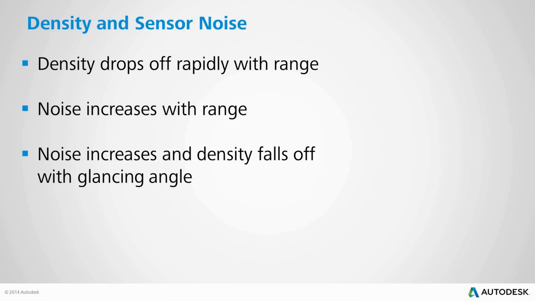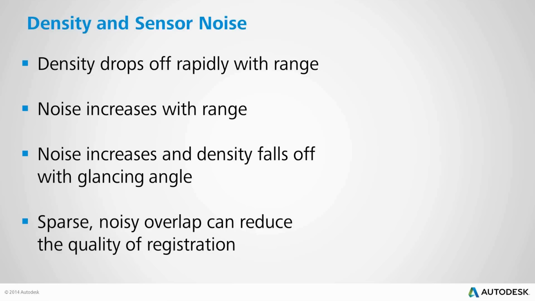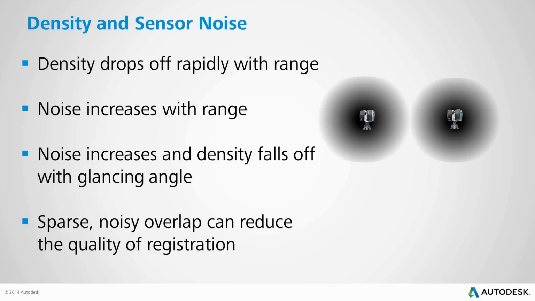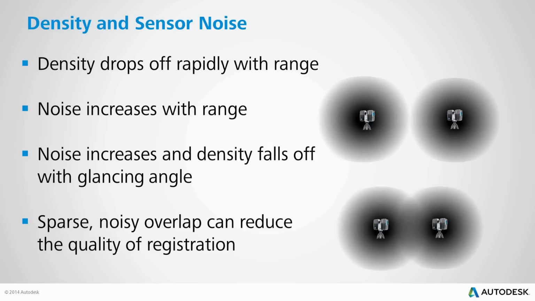If your overlap region is kind of out in this sparse or noisy area of your overlap, then you're going to have potentially quality issues with the registration. So looking at a density map of a couple of scans, we don't want to have the overlap be out in this very sparse region. You want it to be overlapping much closer within the higher density regions of the scan.